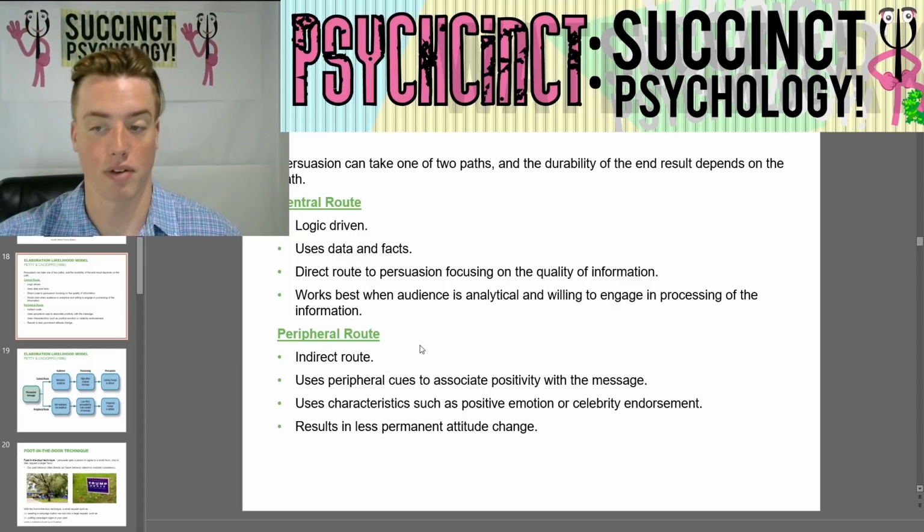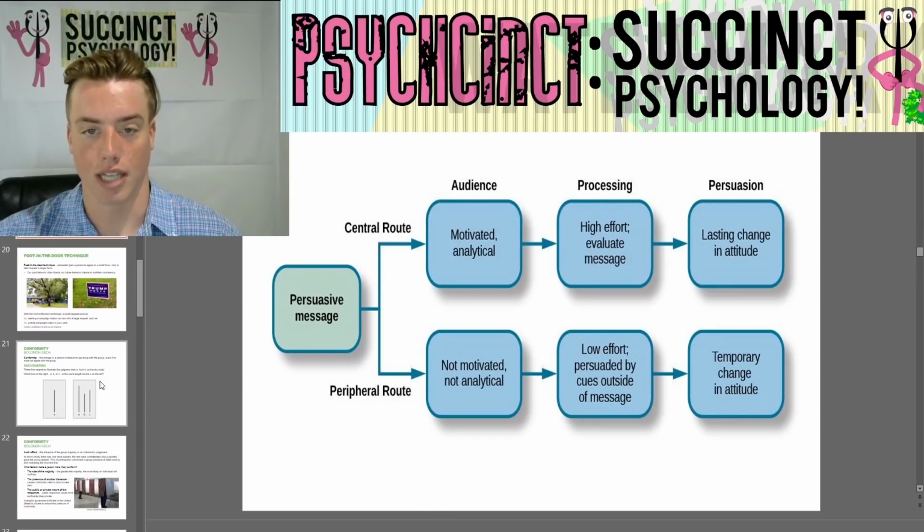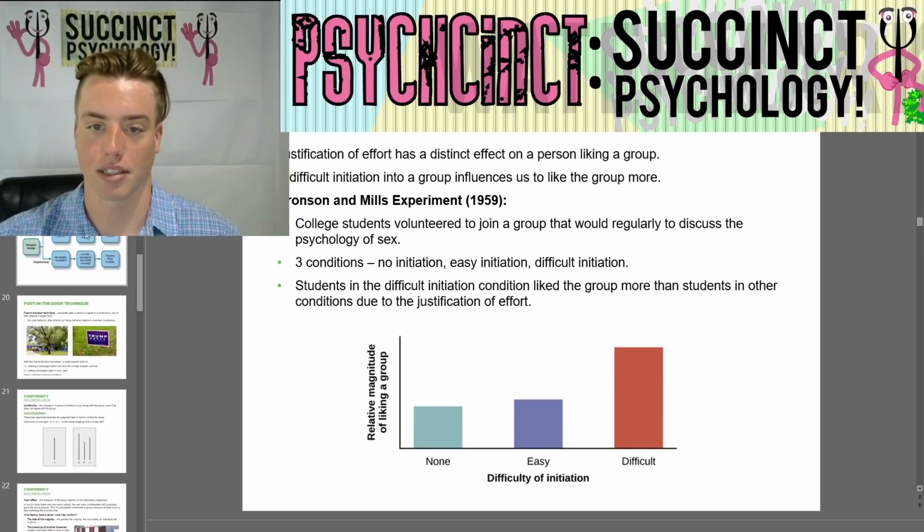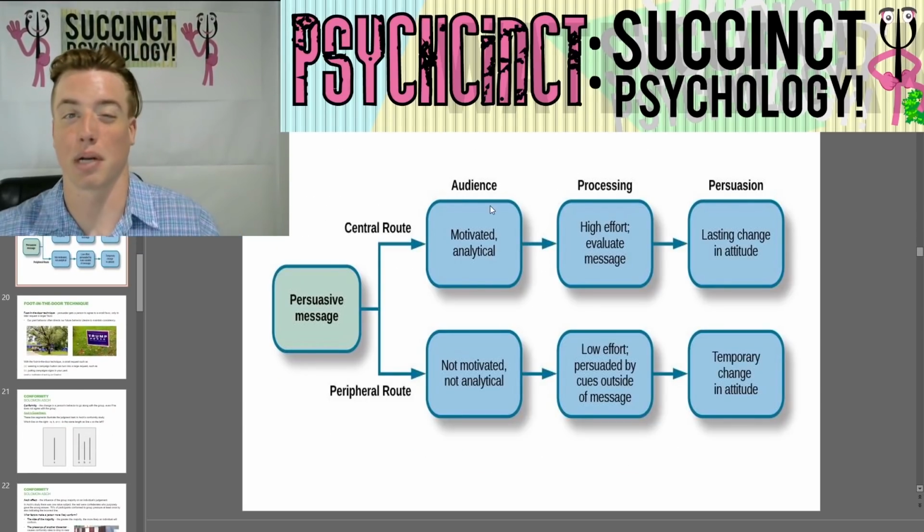Next, we have the peripheral route, or the edge. It's the indirect route. It uses peripheral cues to associate positivity with the message. It uses characteristics such as positive emotion or celebrity endorsement, and finally results in less permanent attitude change. Next we have, well, no, not next, just a chart, to better break it down.